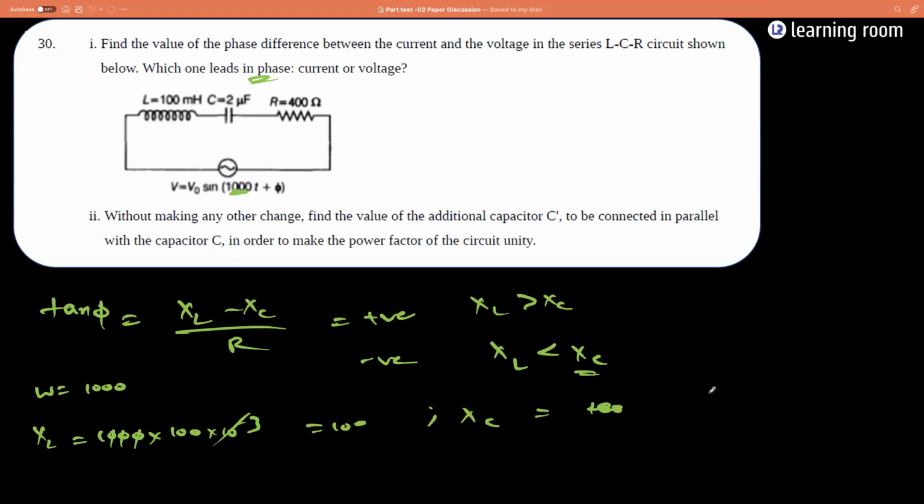Similarly, XC will be equal to 1 by omega C, 1 by 1000 into 400. 2 zeros, and this is gone. So 1, 2 divided by 5, which is going to be 0.4. Oh, sorry. 1 by omega C, no? 1 by 1000 into 400. So it will be 10 power minus 5 divided by 4.